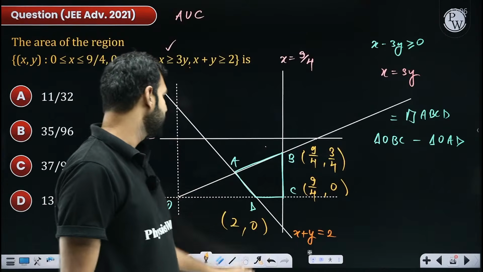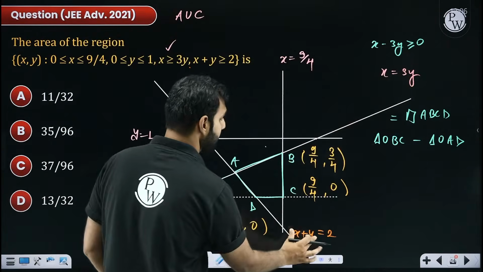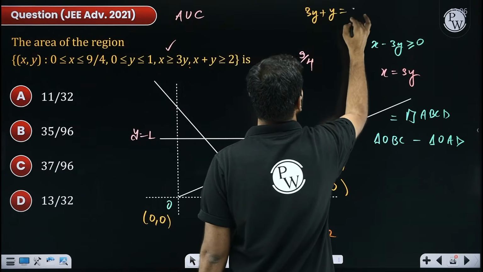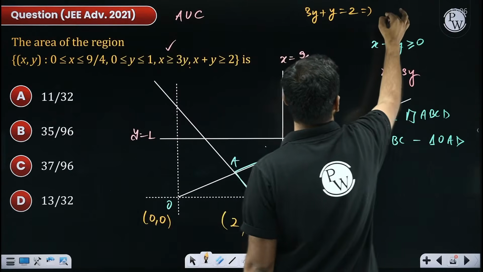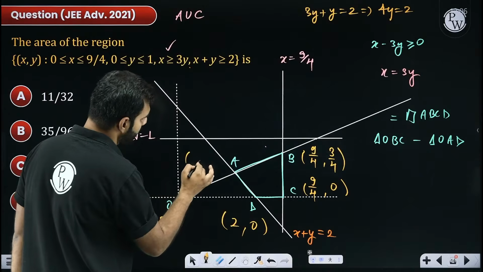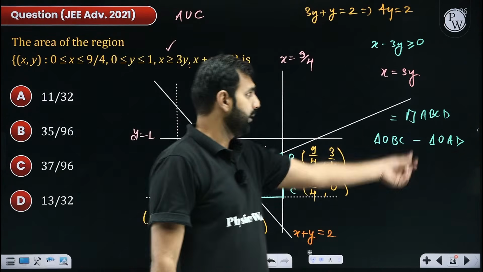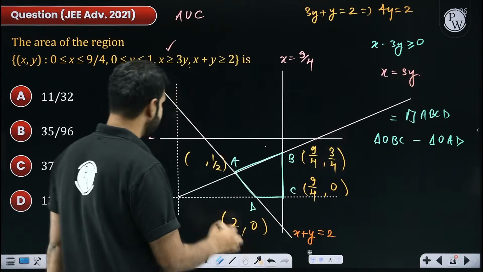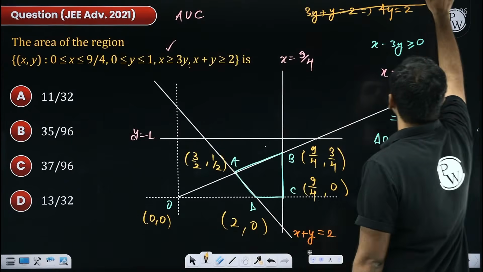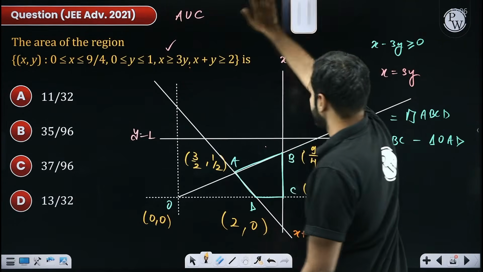Now let's talk about this A. This A is the intersection of this and this. So x is 3y. So 3y plus y equals 2, which means 4y equals 2. So if 4y is 2, y is 1 by 2. So the y coordinate of A is 1 by 2. Everybody got this? So if I put 1 by 2 here, x will be 3 by 2. So the coordinates of A are going to be this. I hope no confusion on whatever we have done so far. Everybody with me on this?